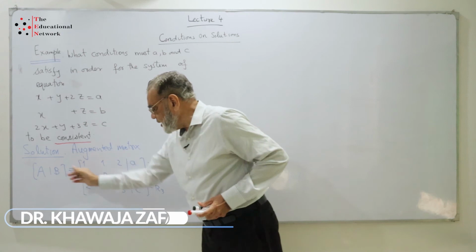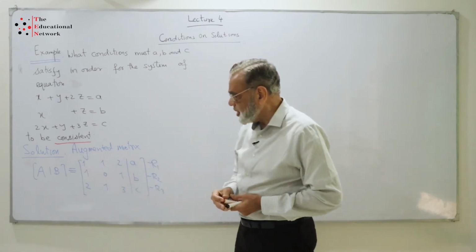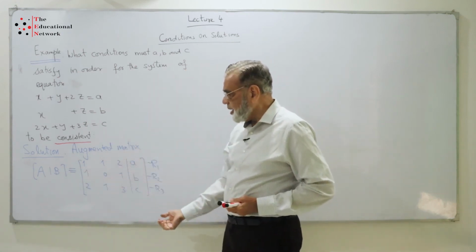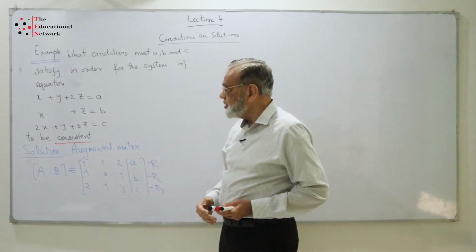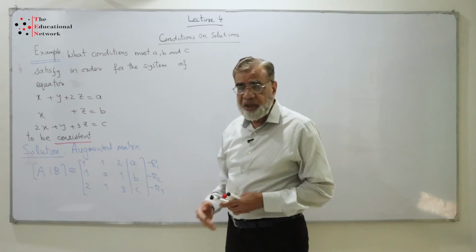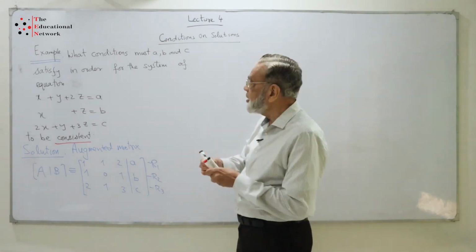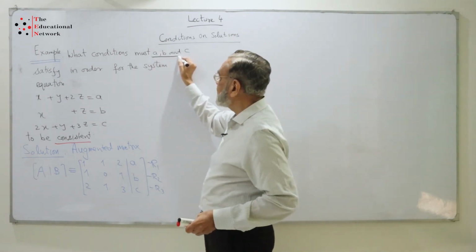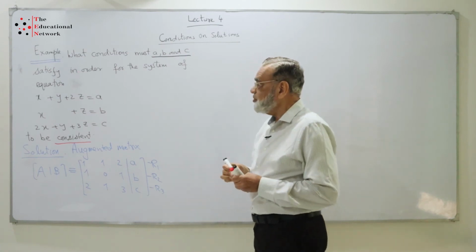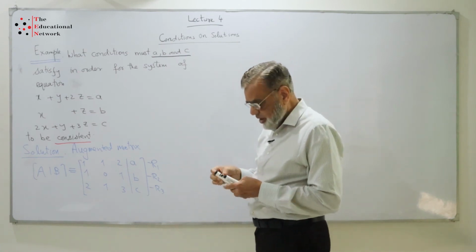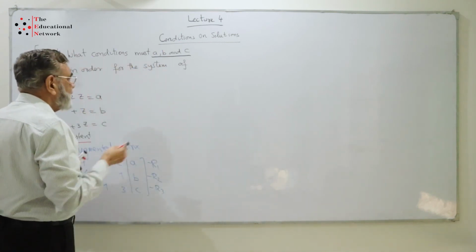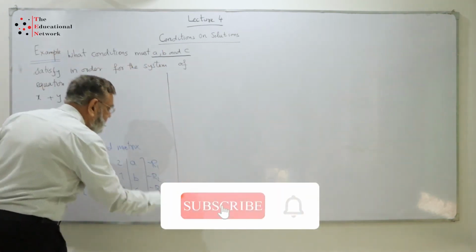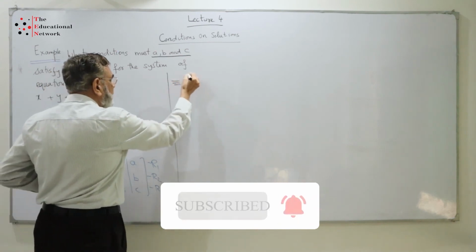Here I use capital D for the constant because small d is being used here. So it's my coefficient matrix, and here are the constants a, b, and c. We want to get the relationship between a, b, and c, a condition that makes the system of equations consistent. So we just use the elementary row operations and solve it, and we see what result we're going to get here.